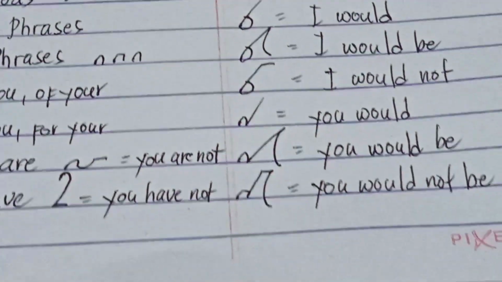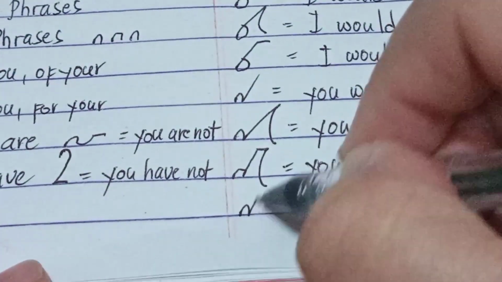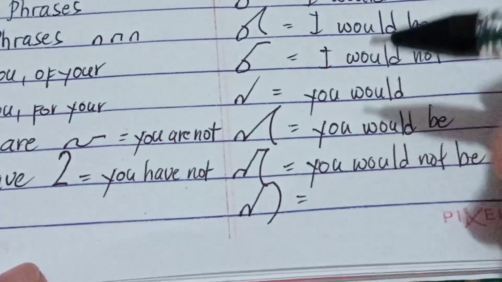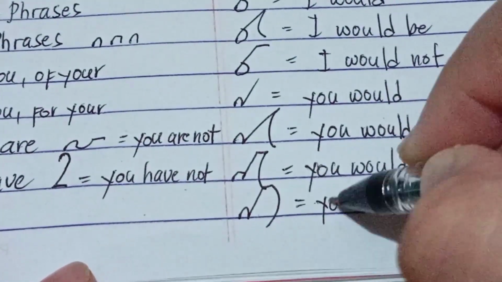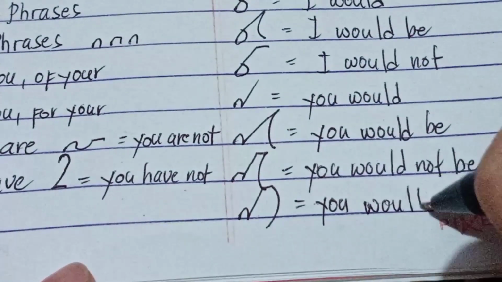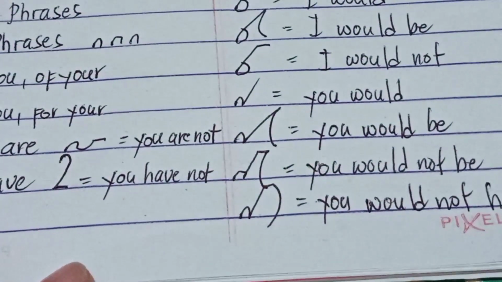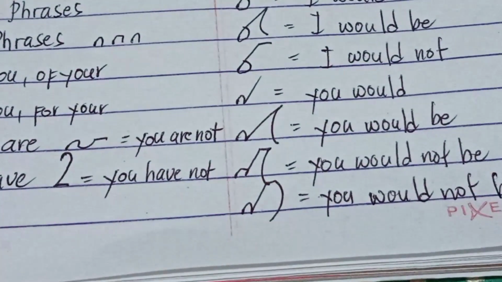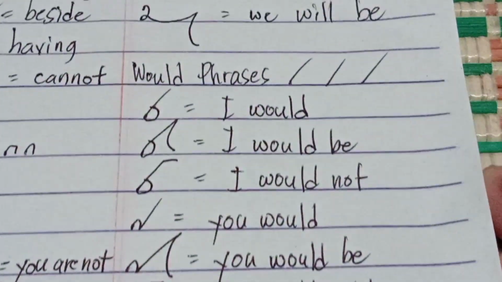Then, if I write you would not have. Okay? So paano po yung you would not have? This is the you, this is the would, this is the not, and this is the have. Okay, so these are the examples of would phrases.